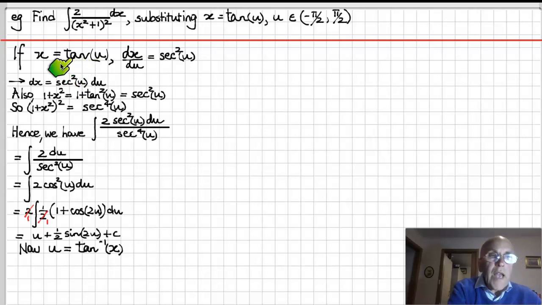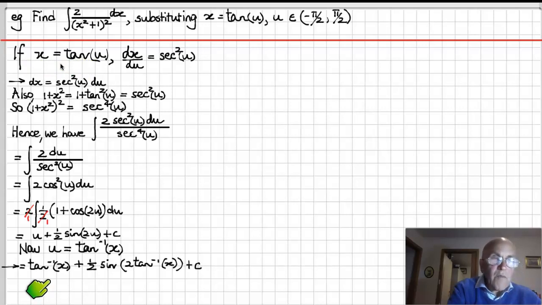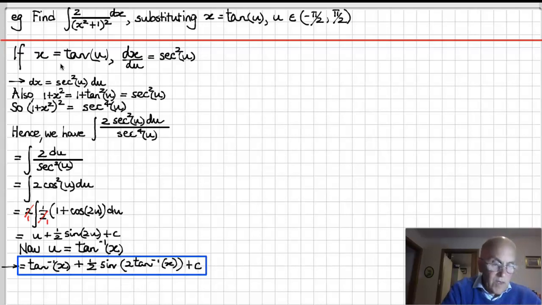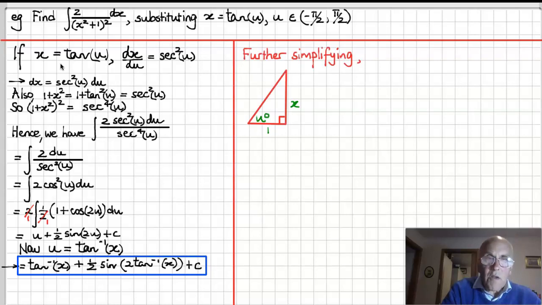U is the angle whose tan is x, you see? So now, what do we get? We've got the angle whose tan is x, that's the u bit, plus a half sine of 2 times the angle whose tan is x, which is very messy and quite revolting, plus c. Now, if you were so inclined, you could fiddle with this to make it a little bit nicer and simplify it a bit. And you do that with the magic triangle I'm showing you. This magic triangle is worth its weight in gold.